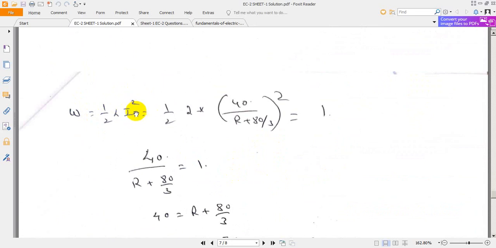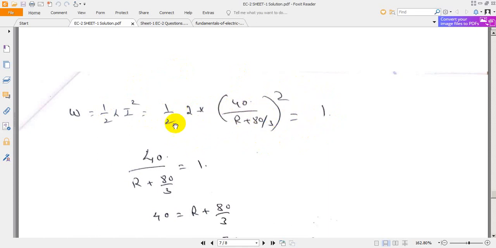Substitute the value of the I we have evaluated, then half into 2 into, L value has been given as 2 Henries. So half into 2 into I, with I value 40 by R plus 80 by 3, the whole square, which is equal to 1. This is given in the question. The energy stored under steady state should be equal to 1, for which value of R this will be equal to 1. This is the question.